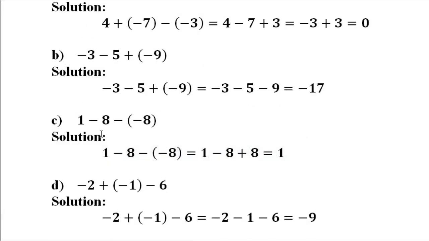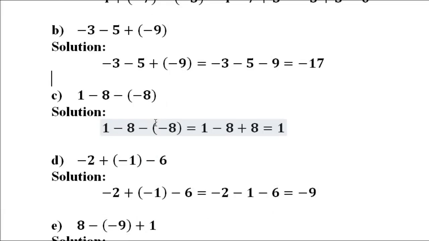The third part of the question is 1 minus 8 minus -8. Since the negative of a negative is positive, the expression simplifies to +1, -8, +8. Subtracting 8 and adding 8 cancels each other out, resulting in 0. Therefore, the final answer is 1.